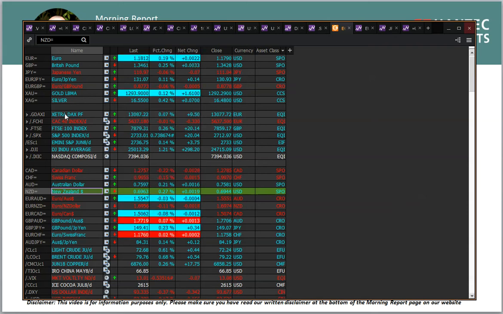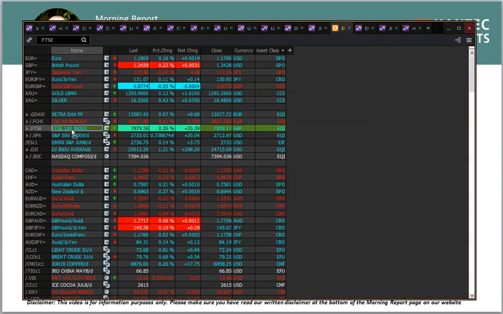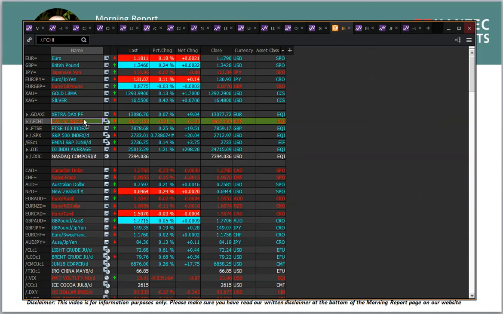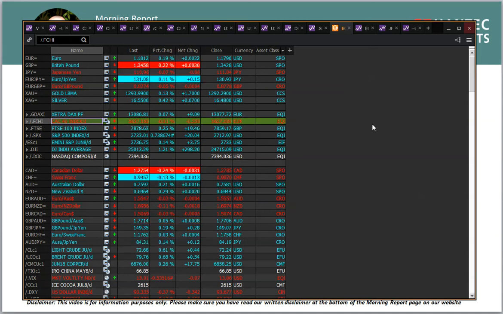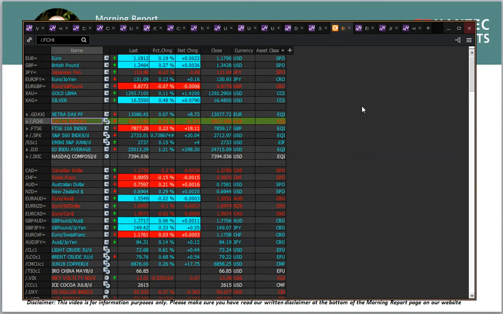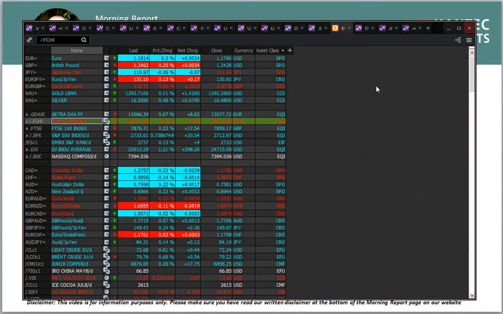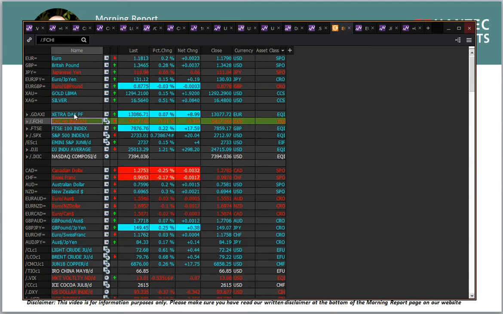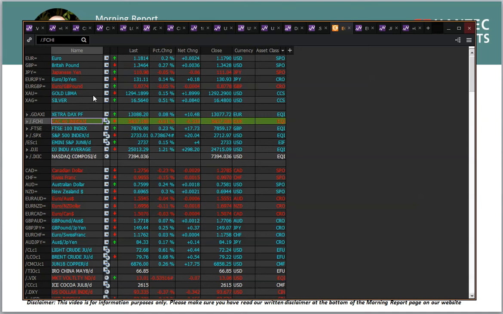Other interesting moves we're seeing is that in equity markets the FTSE 100 is still slightly outperforming, but these Eurozone equity markets, DAX and CAC, that were closed yesterday, didn't have a part to play in the strong run higher we saw on the FTSE and Wall Street yesterday. They haven't really been able to get the benefits of that today, and they're actually underperforming. Perhaps that is a little bit surprising.